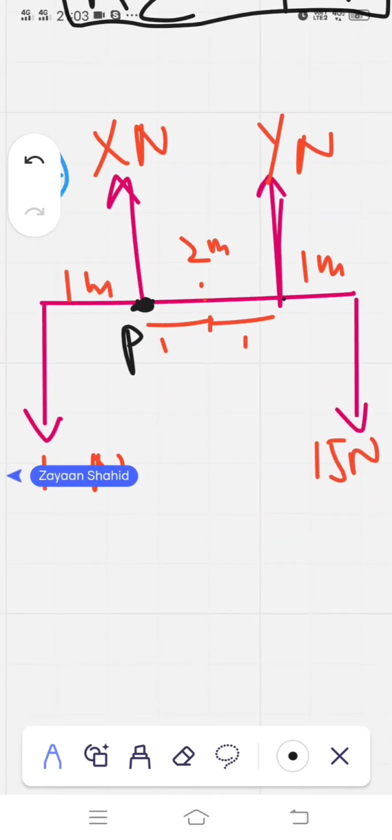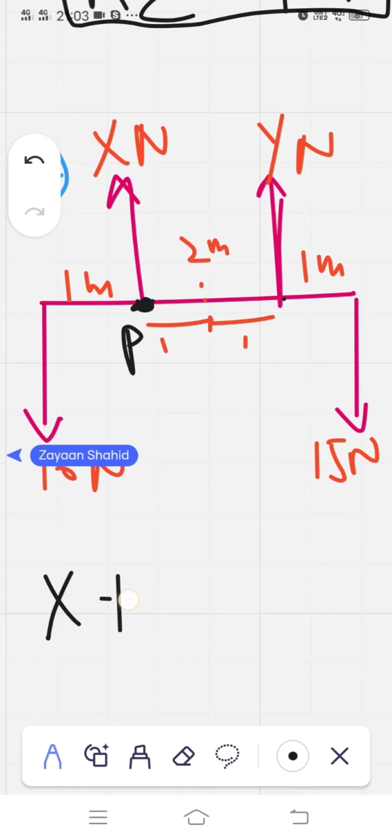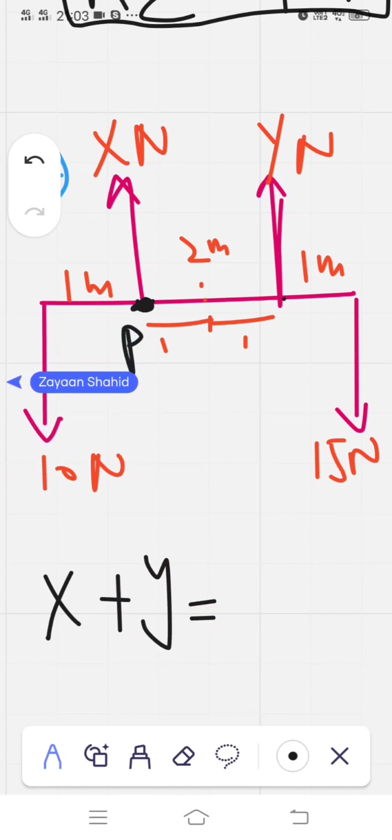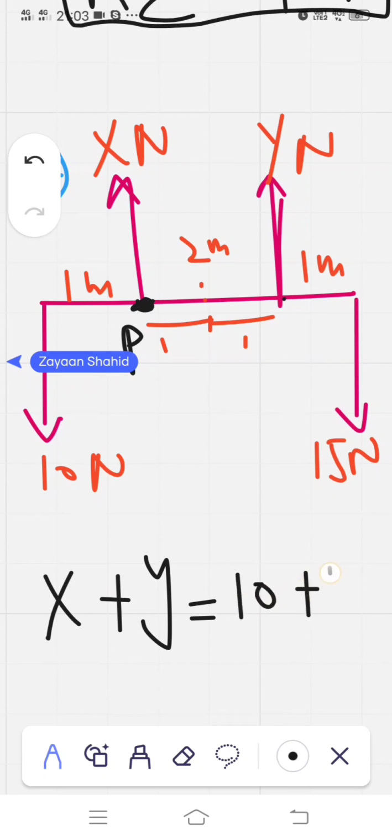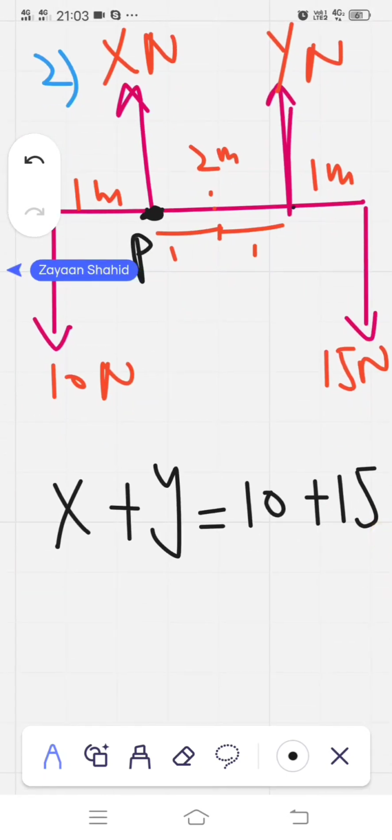First of all, we resolve vertically. So the vertical resolution is x plus y, two forces in the upward direction. The sum of the upward forces is equal to the sum of the downward forces. So 10 plus 15, which are in the downward direction. So x plus y is equal to 25.